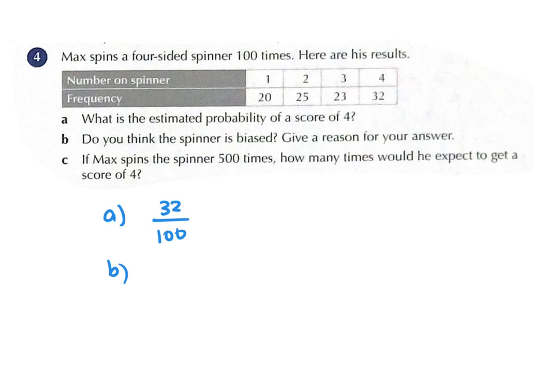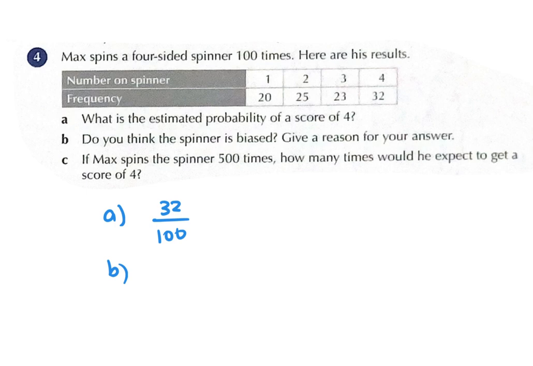Look, the probability of getting 1 is 20 over 100, getting 2 is 25 over 100, getting 3 is 23 over 100, getting 4 is 32 over 100. So, is this spinner biased or fair? How do you know if it's fair?